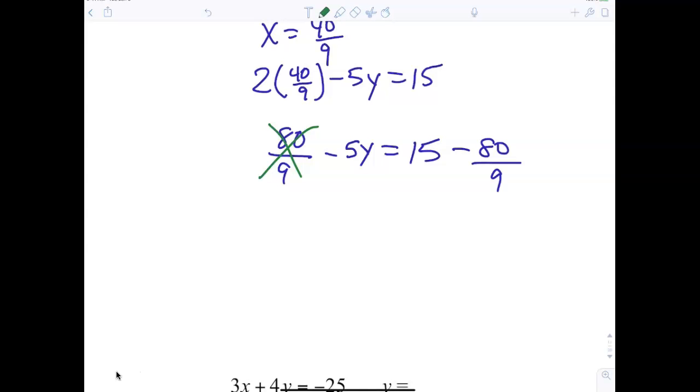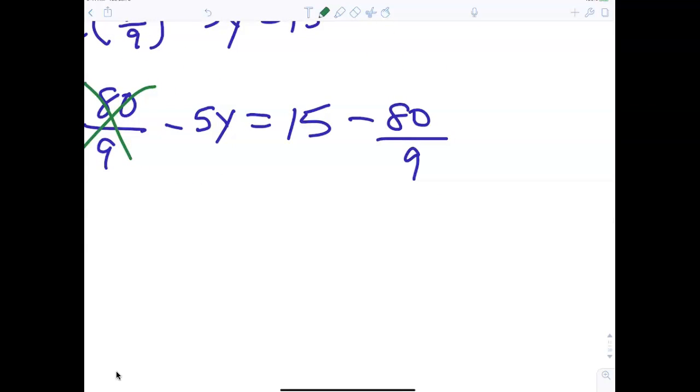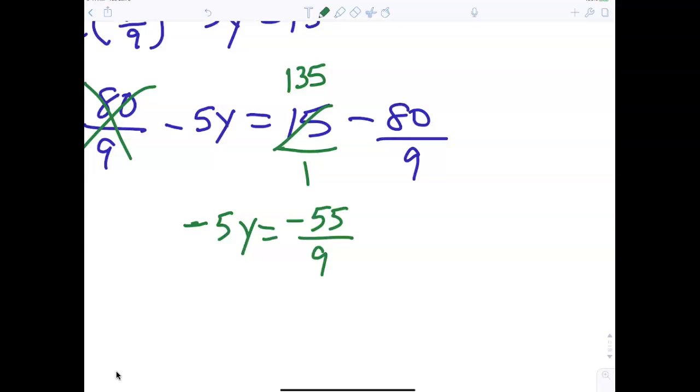All right, I want everybody to be able to tell me 15 minus 80 over 9. Believe it or not, most kids cannot do that. So this is 15 over what? 1. So I multiply 15 by 9 and I get 135, right? Everybody agree with that? So now negative 5y is equal to what? Now, does everybody agree? Remember what I told you about? We're now going to divide by negative 5, right?